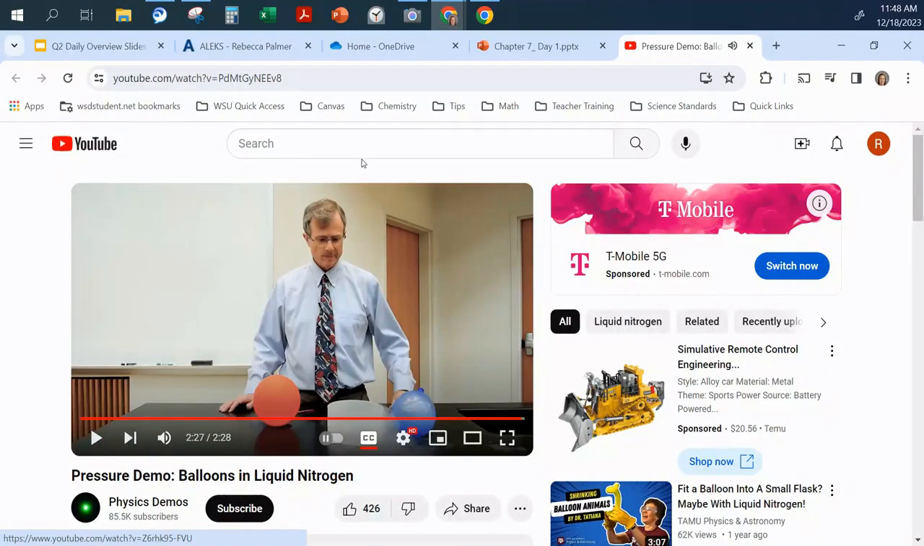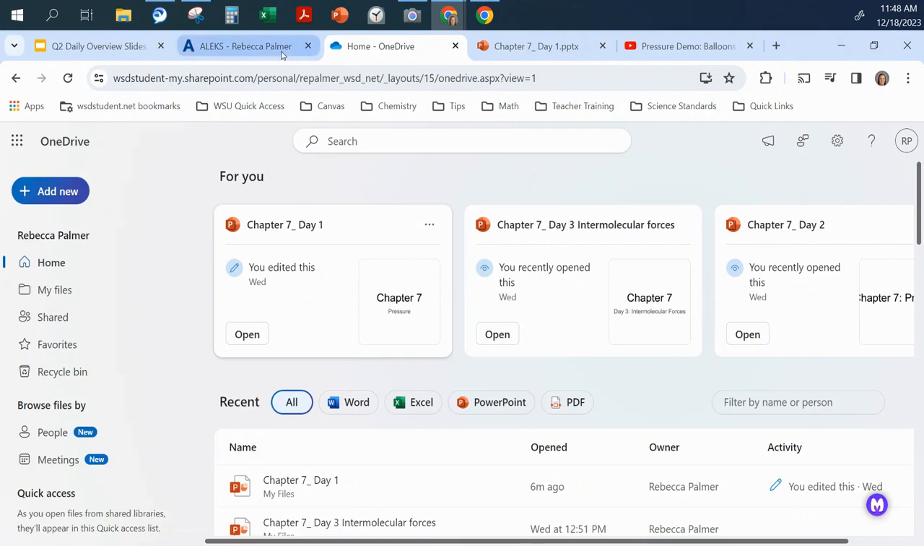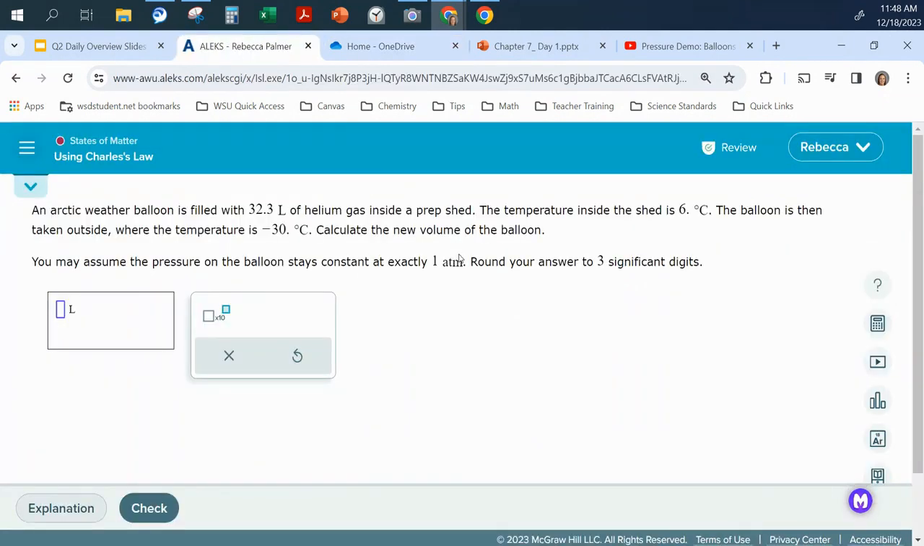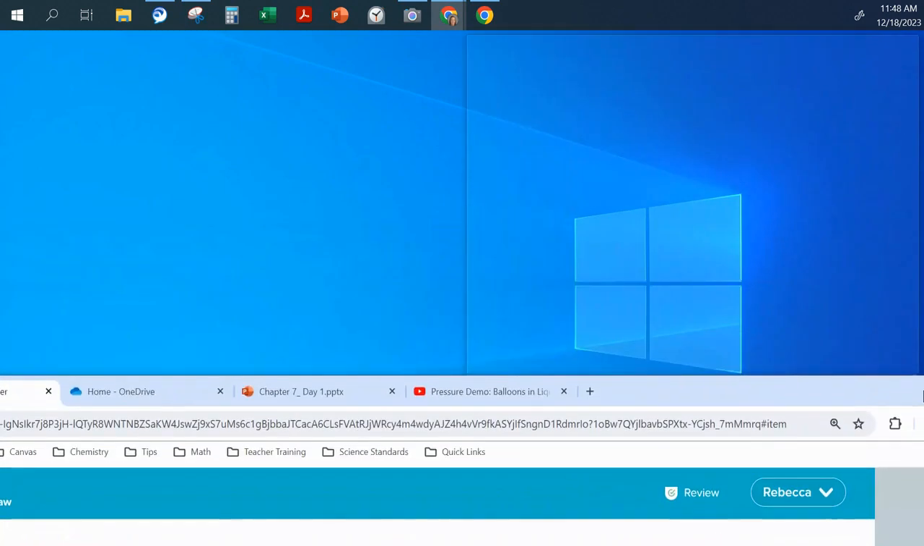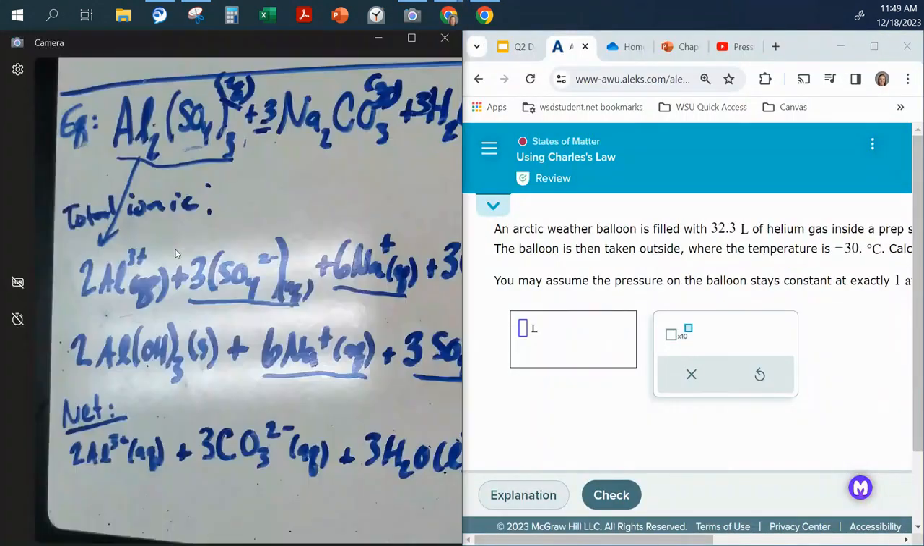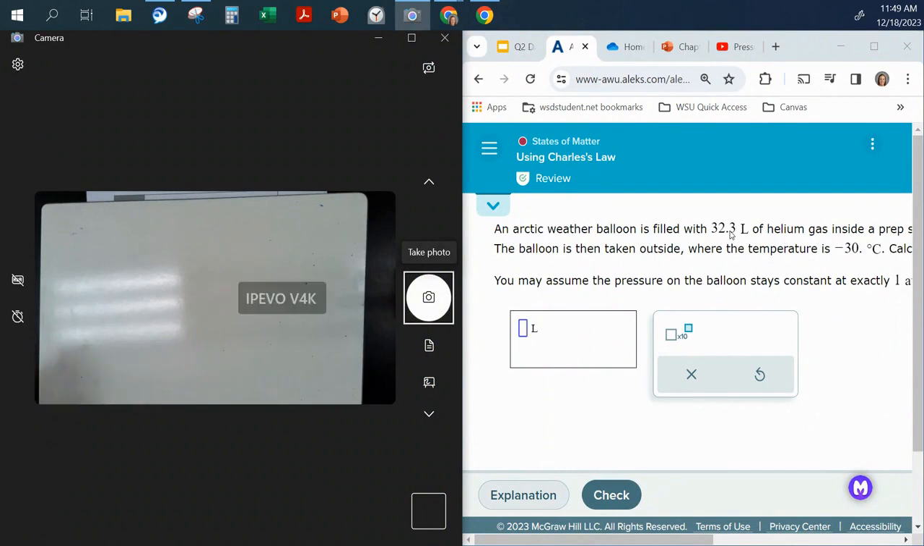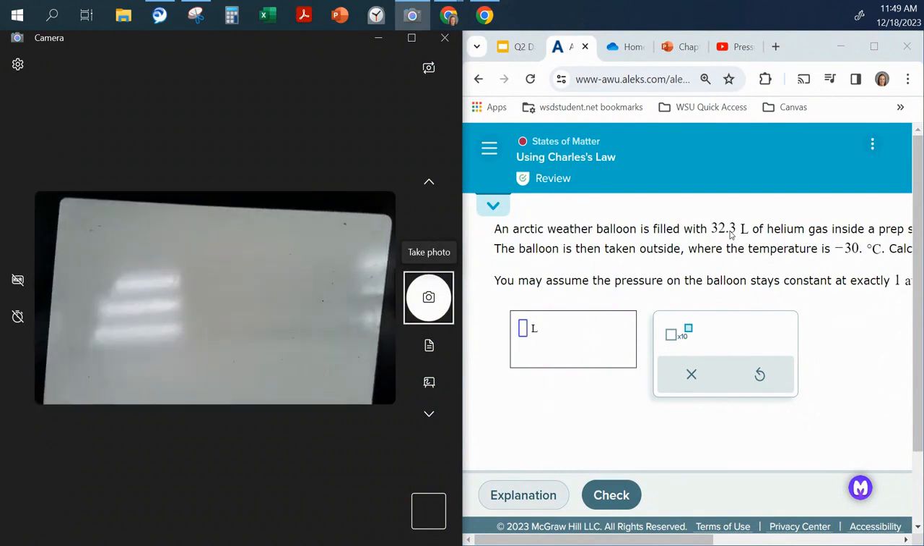So that's what this problem is in Alex. When you are doing this problem, imagine a balloon, the balloon problem. Temperature goes down, volume goes down. Pressure is the same. Okay, let's do this one together.